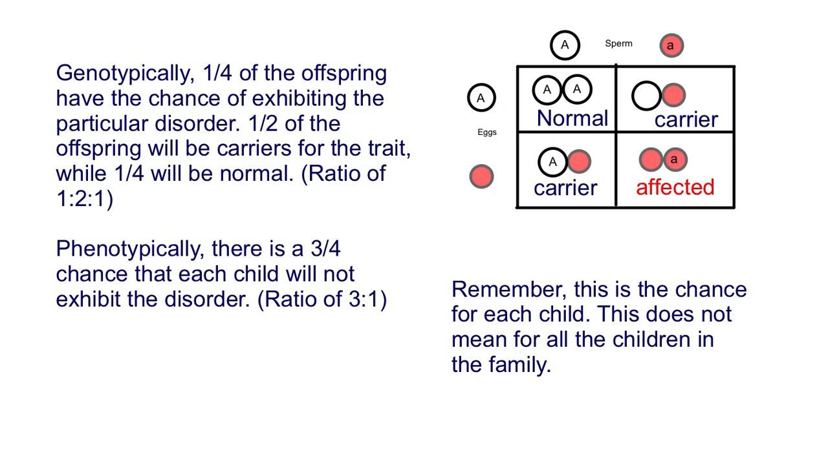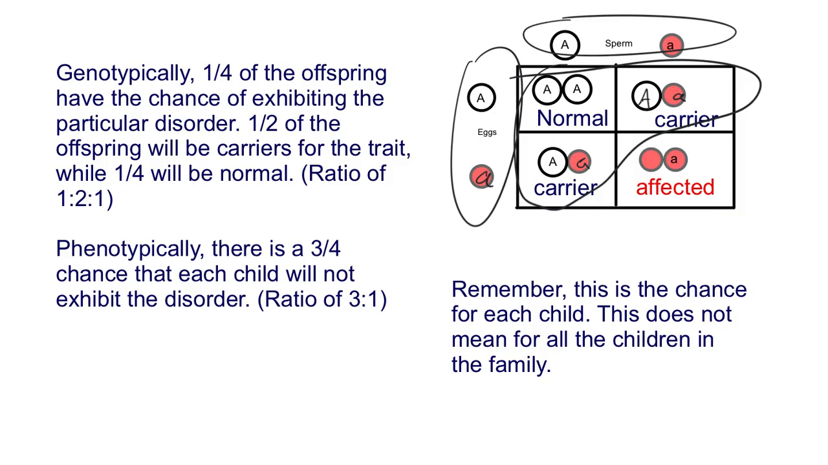So if I were to ask you, two carriers mate, what's the chance of their child being healthy? Each time they have a child, how much of a chance is there that they're healthy? Well, 75%, right? 3 out of 4. But there is a quarter chance, a 25% chance, that any kid produced by two carriers would have cystic fibrosis.